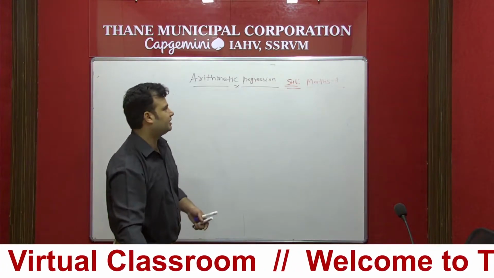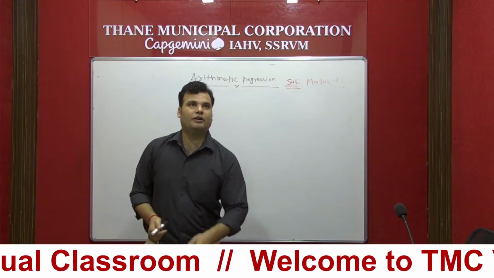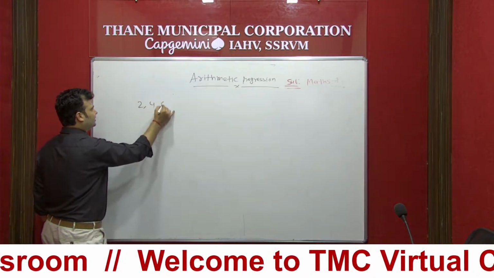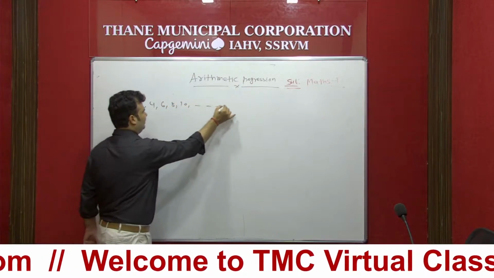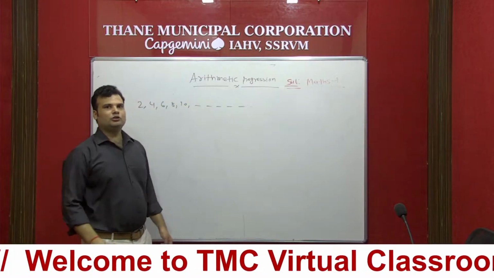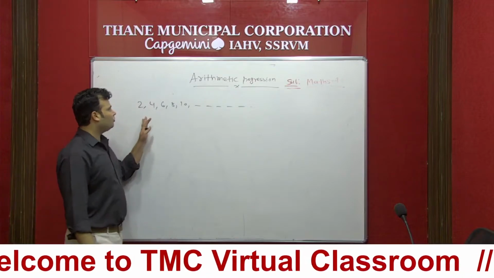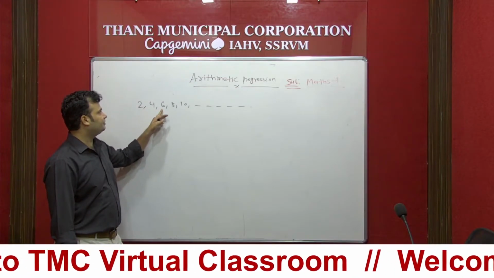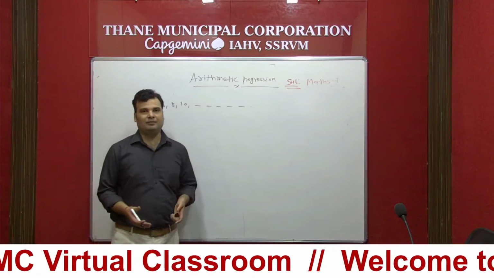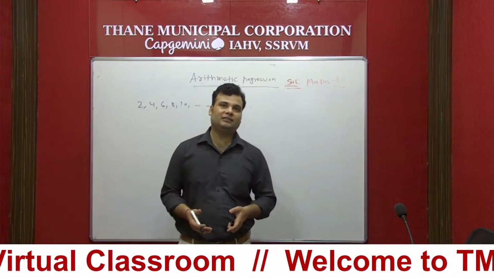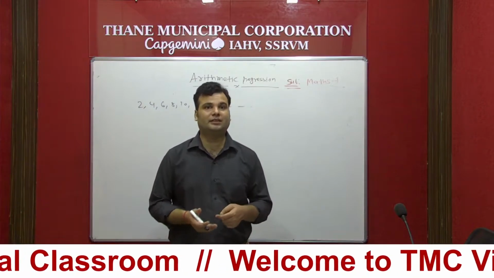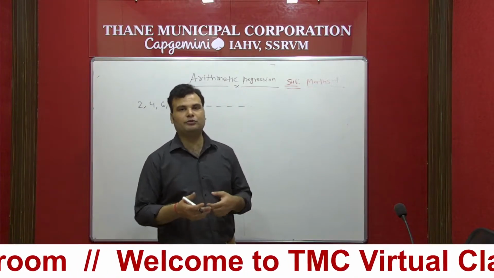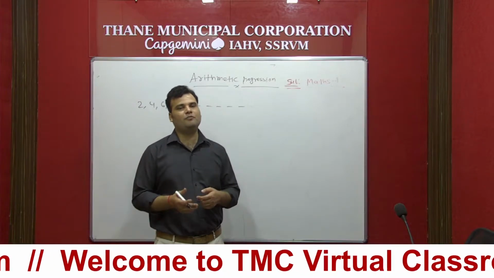So first we have to discuss the formula part. Suppose the AP is 2, 4, 6, 8, 10, and so on, up to 40 terms, and you want to find the sum: 2 plus 4, then 4 plus 6, 6 plus 8. It will take a lot of time. And remember that in mathematics, time is very short, and you have to solve many sums. That's why some formulas are given. So we have to discuss how you can find the sum of any AP.